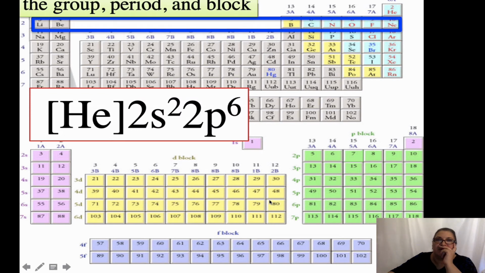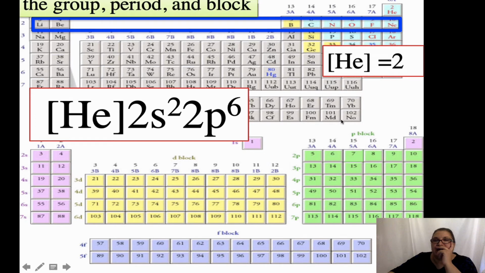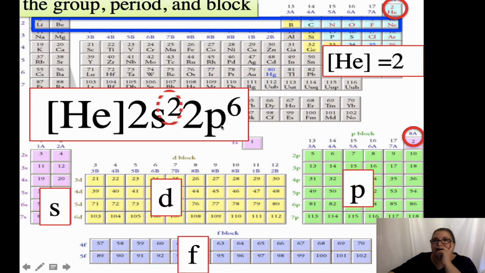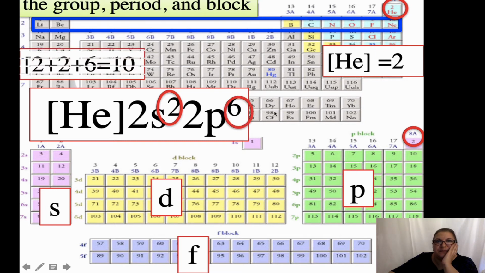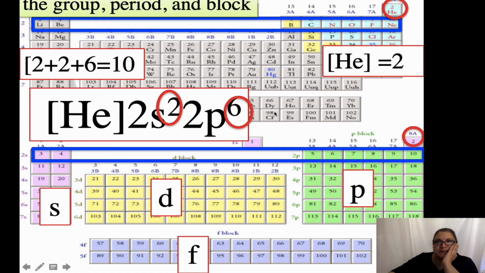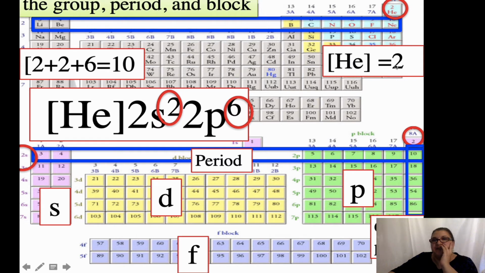So for neon, you go to the row below helium: 2s2, 2p6. So you add 2, 2, 6, that's 10. So the group is 8A. I'm sorry, the block is P, the group is 8A, and the energy level is 2. So group 8A, energy level 2, and the element is number 10 after you add all the electrons.